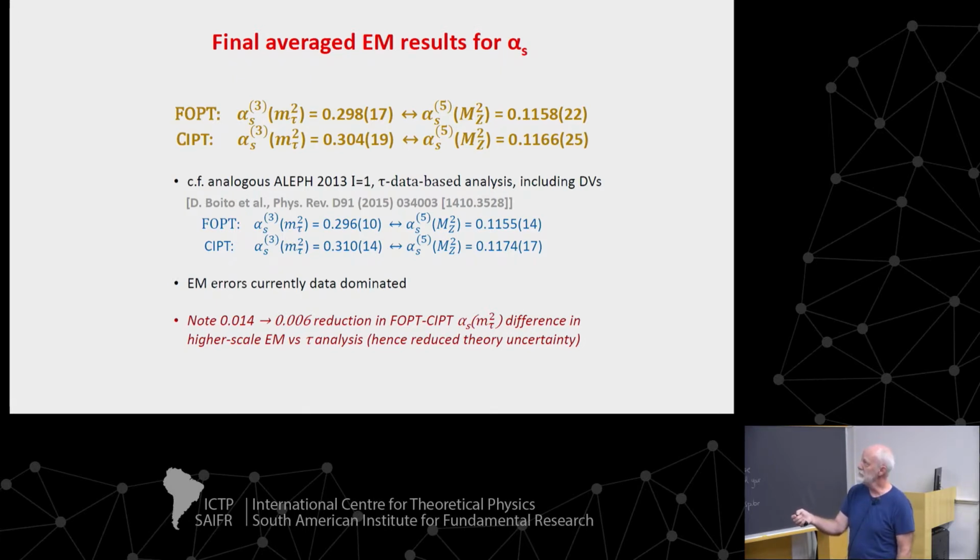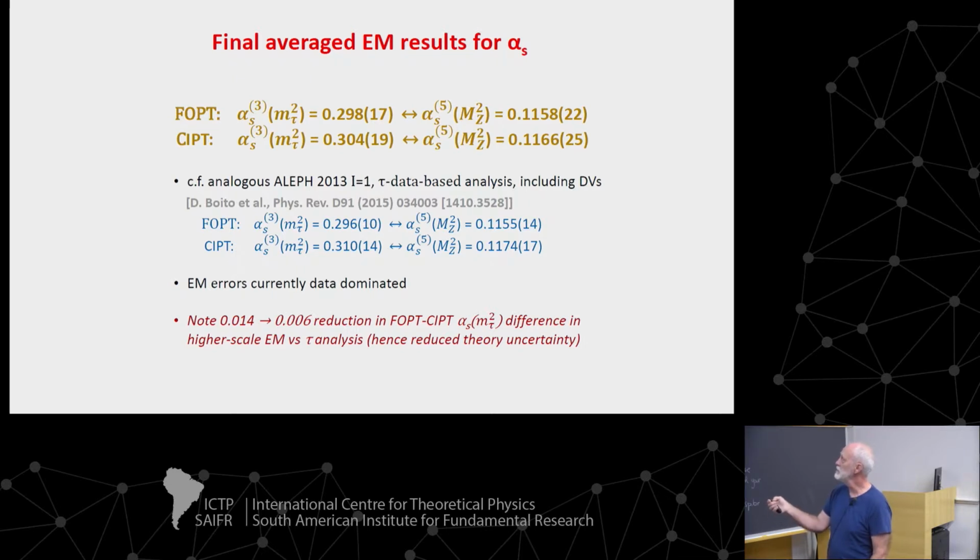So the 3 flavor results at scale m tau squared are these numbers here, to be compared to what Santi showed from the tau analysis. Of course, the central values are in very good agreement. The errors here are somewhat larger than they are here, and those errors are experiment dominated, and so at least in principle improvable. In the case of this, it's less true. You have some significant theory contributions that I'll come back to.